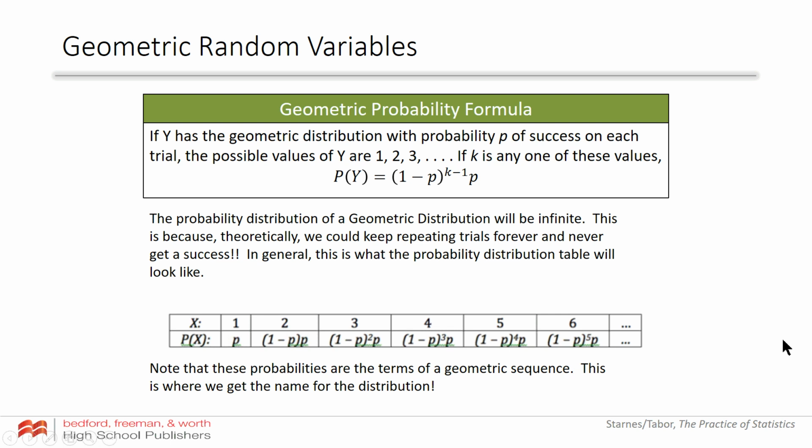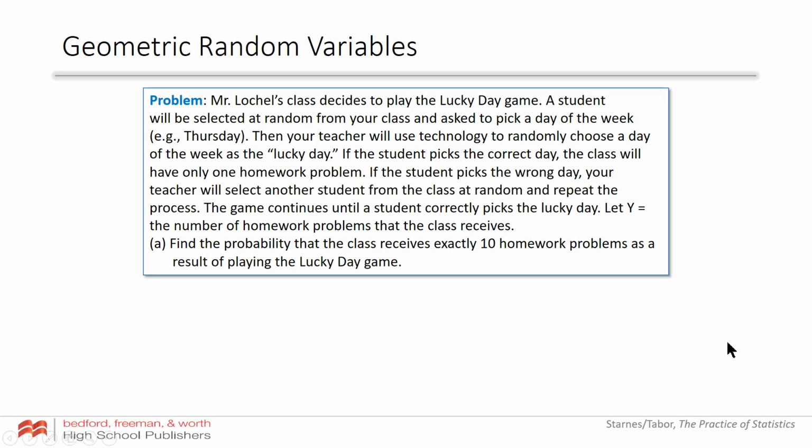So the name geometric random variables comes from the fact that these are the terms of a geometric sequence. Hopefully you remember your sequences and series, and if not, don't worry about it. But just fun fact, that's where the name comes from. So let's look at a problem.